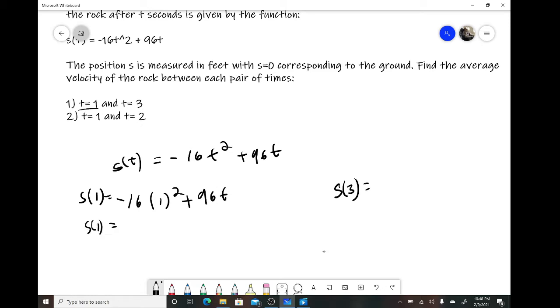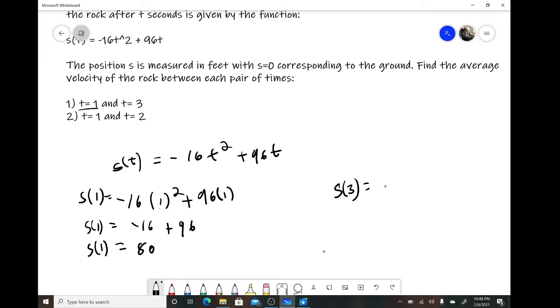So that means s of 1 equals negative 16, because 1 times 1 is 1, and negative 16 times 1 is just negative 16. And 96 times 1 is just 96. So we have negative 16 plus 96. That means 96 minus 16, which is 80. And remember, this is in feet. So we have 80 feet.